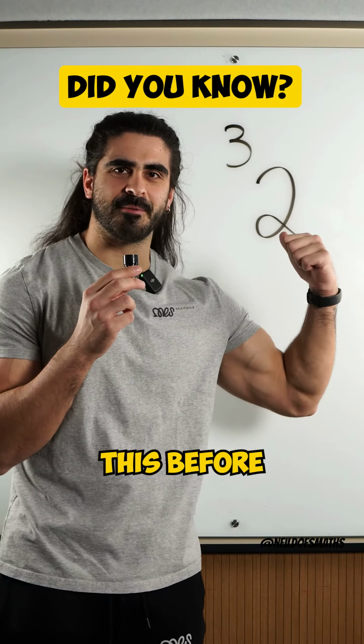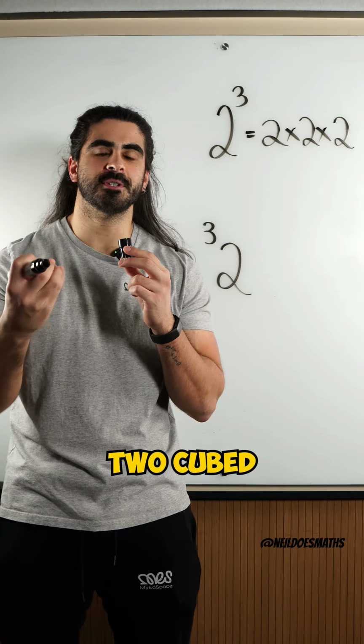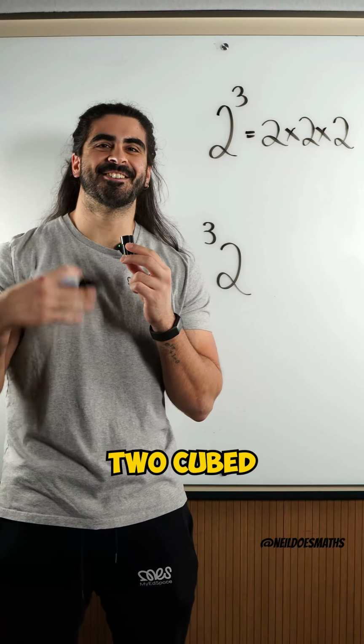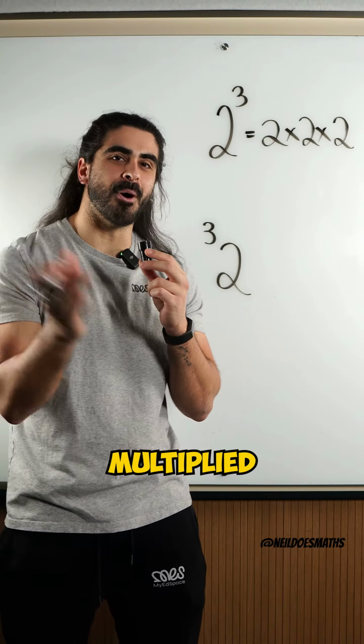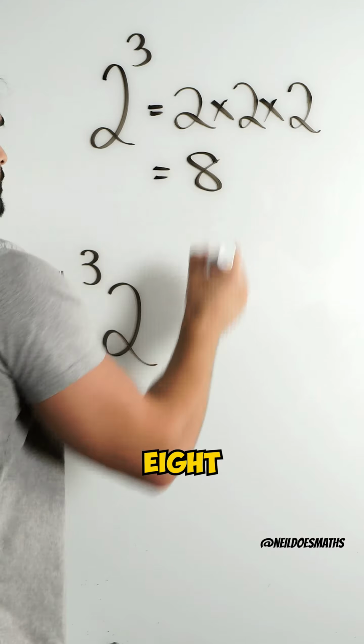Have you ever seen this before? It's not the same as 2 cubed. Let me explain. 2 cubed means repeated multiplication. So 2 cubed means 2 multiplied by itself 3 times. And this gives us 8.